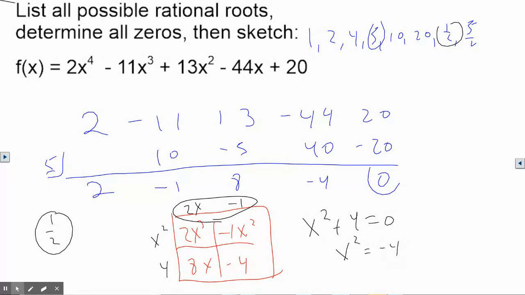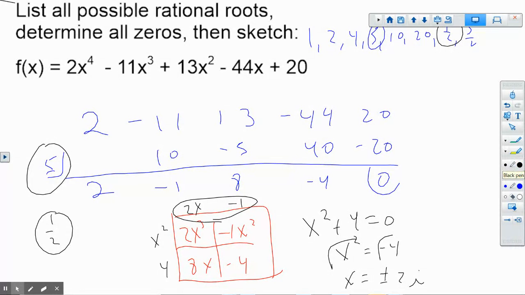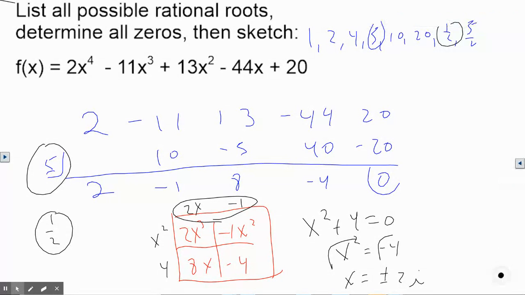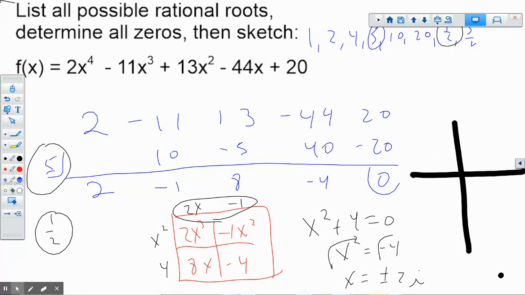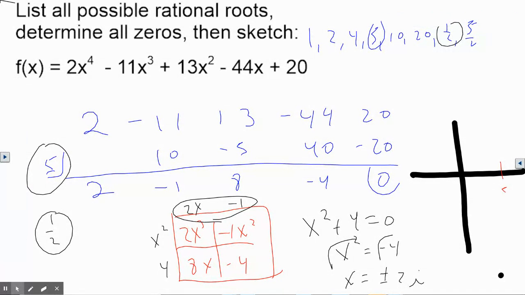X squared equals negative 4. We take the square root of both sides. We're going to get plus or minus 2i. So I think if I graph this one, I'm going to have 2 places where it crosses the x-axis. And this imaginary stuff is not going to be where it crosses the x-axis. So if I was going to make a quick sketch of this, I know that what I'll be looking at is positive 5 and positive 1/2.